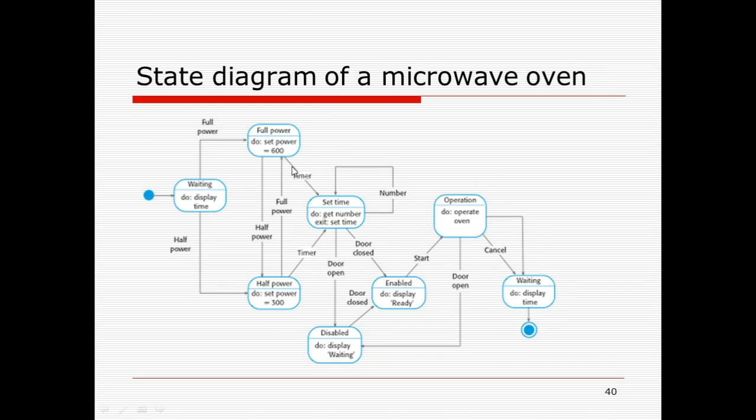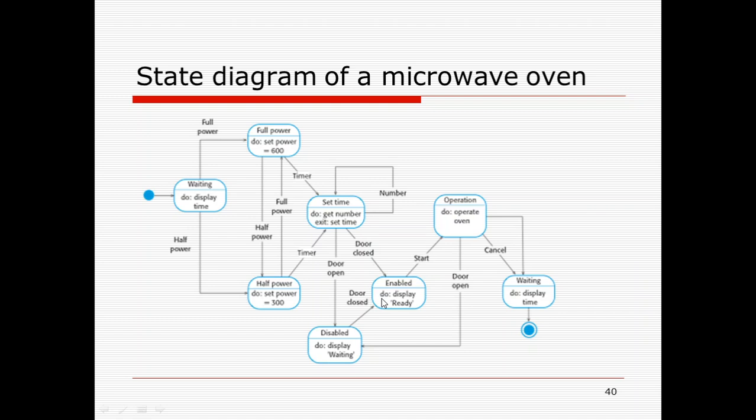Now during these states, if you set the timer, the system goes to the set time state. In set time, it gets a number to set the time. When you give a number, it remains in the set time state, with the number being included. Now there are two events that may occur, indicated by these arrows: door open and door close. If the door is opened, it goes to the disable state. If you then close the door, it goes to the enable state. Similarly, from the set time state, if the door is closed, it goes to the enable state.